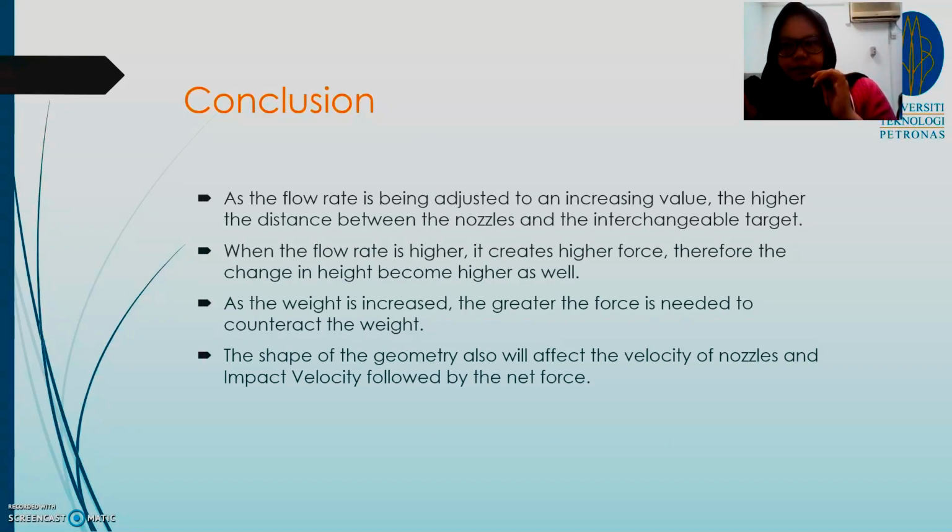So, for the conclusion, as the flow rate is adjusted to an increasing value, the distance between the nozzle and the interchangeable target becomes higher. When the flow rate is higher, it creates higher force. Therefore, the change in height becomes higher as well. As the weight increases, greater force is needed to counteract the weight. The shape of the geometry also affects the velocity of nozzles and impact velocity, followed by the net force.